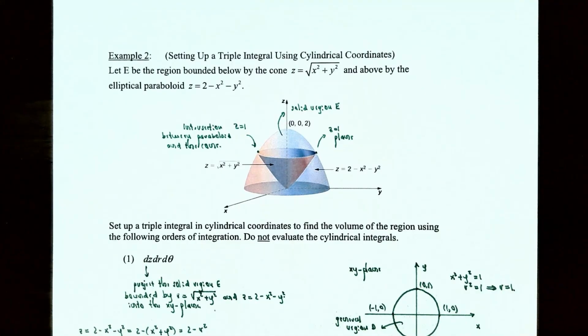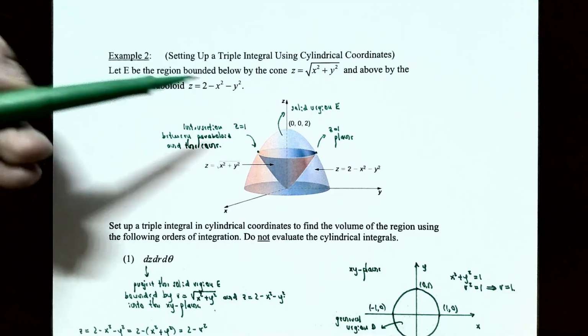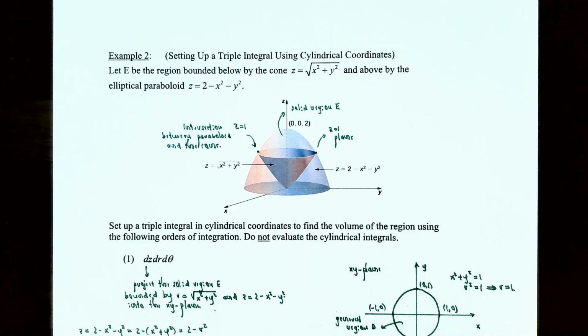Example 2, setting up a triple integral using cylindrical coordinates. This time we're going to set up the triple integral but not evaluate. Let E be the region bounded below by the cone, z equals square root x squared plus y squared, and bounded above by the elliptical paraboloid, z equals 2 subtract x squared subtract y squared. So the graph is given just to illustrate what we're actually integrating over.